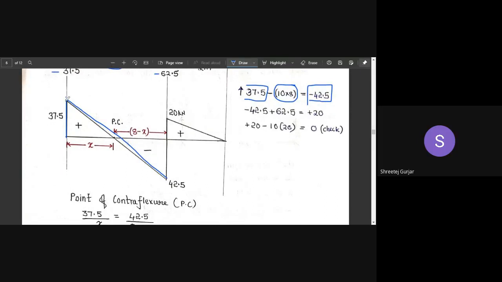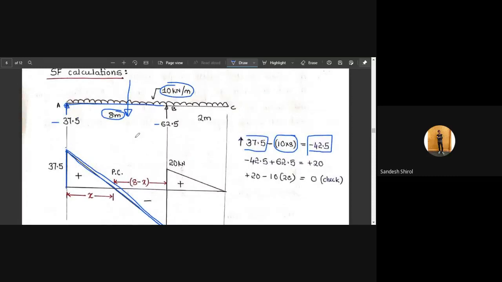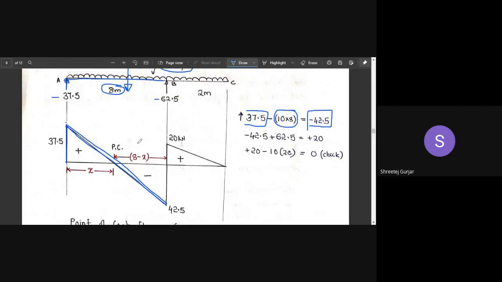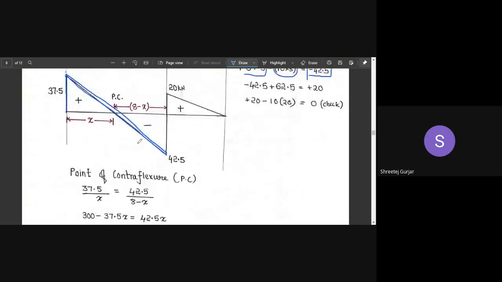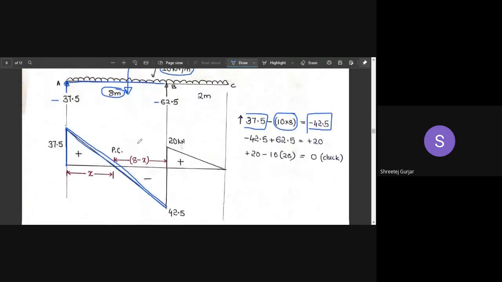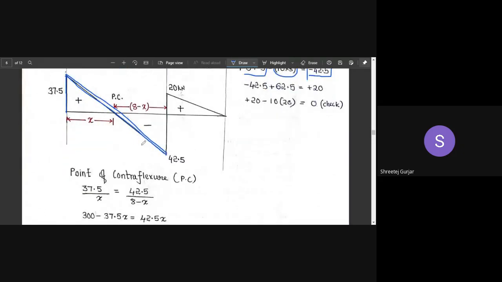Excuse me, sir. That point of contraflexure, sir, at that point bending moment is 0, sir, not shear force. Shear force is 0 and not the bending moment? No, sir, bending moment is 0, sir. Shear force is not 0, sir. At the point of contraflexure, you mean? Yes, sir. Okay, I'll just look into whether that is a true point or not.